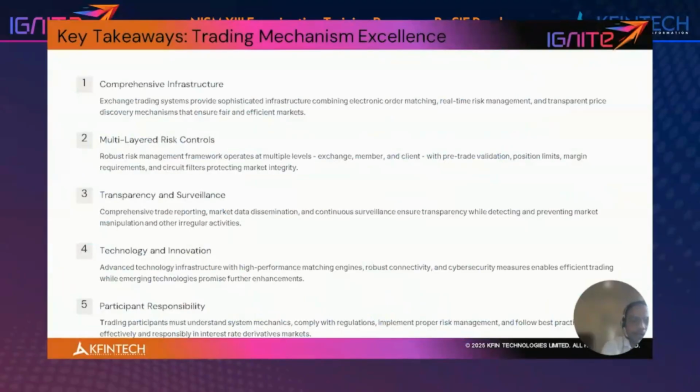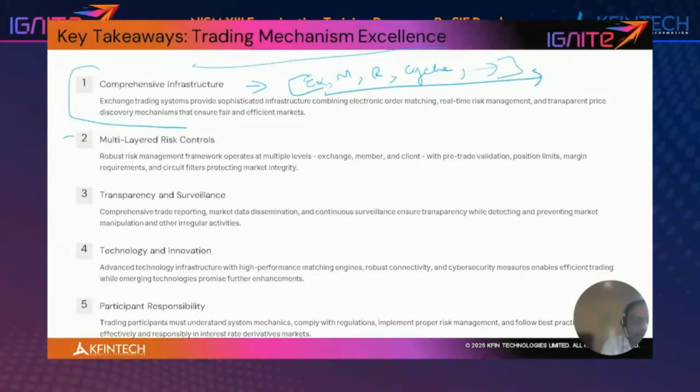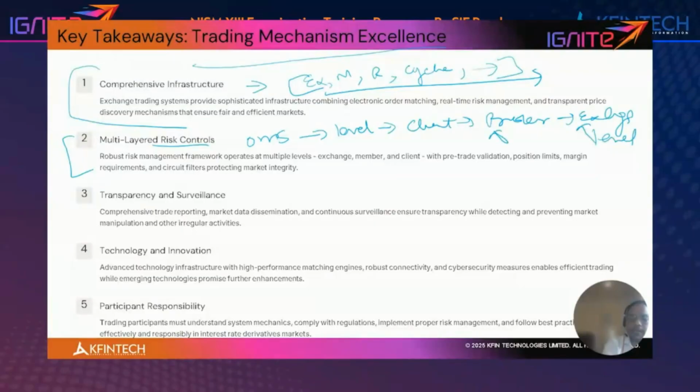Finally, what are the key takeaways from this chapter? First, you require a comprehensive infrastructure like exchange trading systems, matching engine, risk engine, cyber security protection, and so on, whatever we saw in the technology part. Multi-layered risk controls. What is multi-layered? One is at the OMS level, the order management system, then the client level, then the broker level, and then the exchange level. So every entity involved over here should have a risk management system.